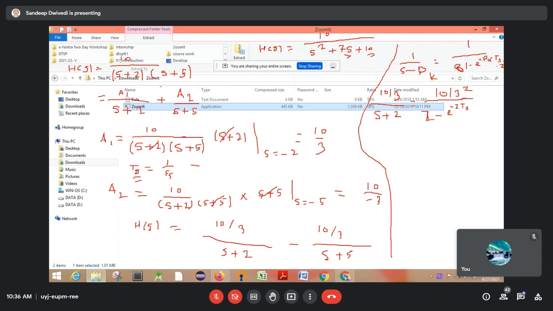Instead of writing z inverse here, you can write this as e to the power minus 2s upon z, and that upon z will go here, and then the denominator z will go into the numerator. So finally you will get this value, 10 by 3 z upon z into e to the power minus 2s. So this is the first function.